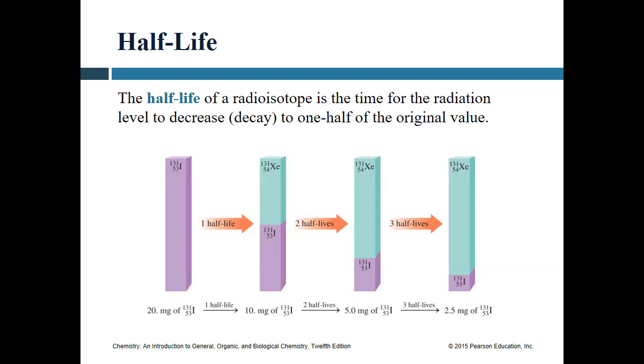So if I have a sample here of iodine 131, we've got 20 grams of it. We would say that one half-life has elapsed when that 20 milligrams of iodine 131 is 10 milligrams of iodine 131. And furthermore, we would say another half-life has elapsed when that 10 milligrams of iodine 131 turned into 5. And another one still when that 5 turned into 2.5.